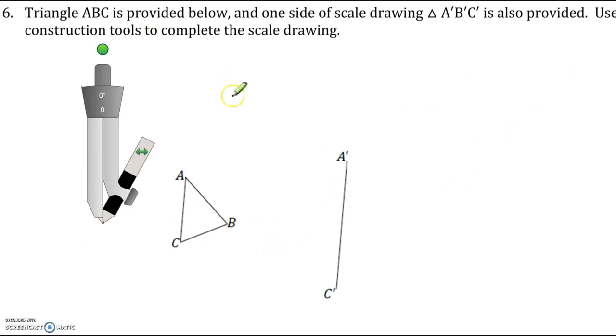On to number 6. Now this time we don't have a center of dilation, and we don't have a scale factor. So instead, remember that scale drawings are similar figures. So what we can do instead is angle-angle similarity, and we can copy the angles.